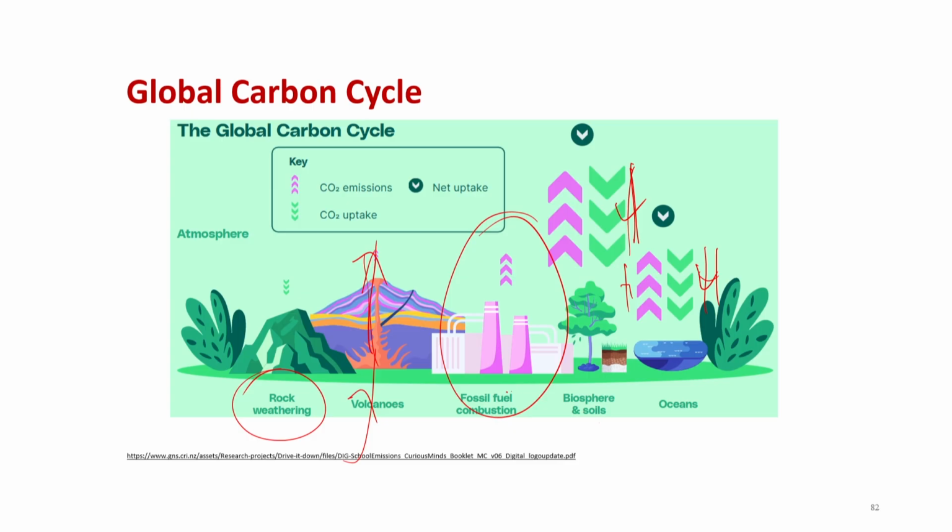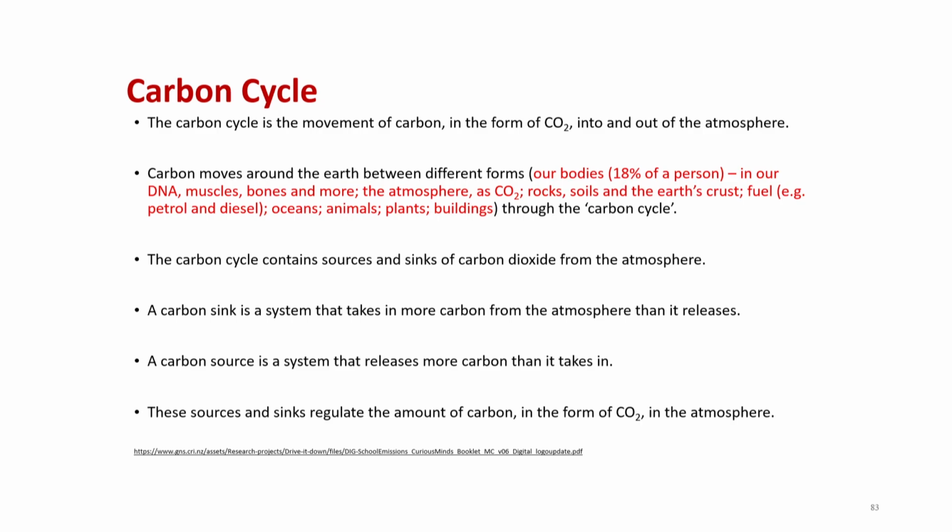So that is what can happen. So, the carbon cycle is basically the movement of carbon in the form of CO2 in and out of the atmosphere. That is what the carbon cycle is all about, right.